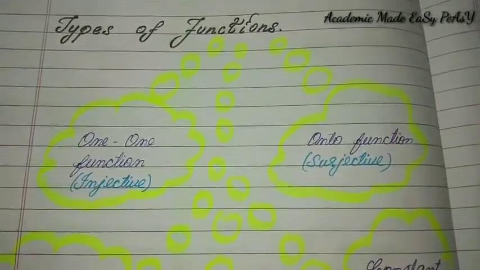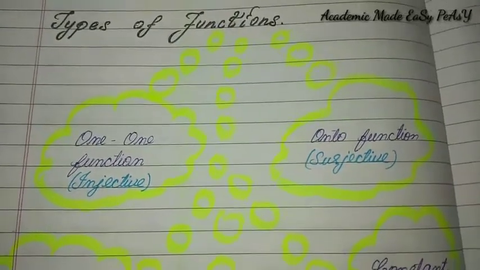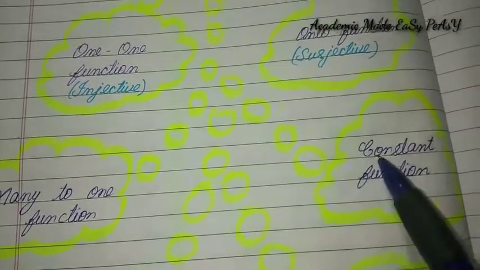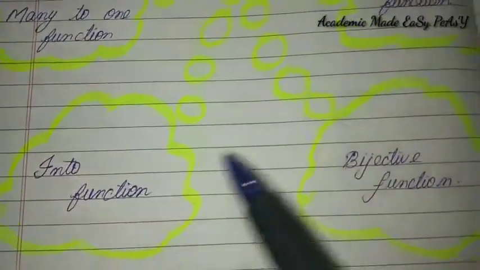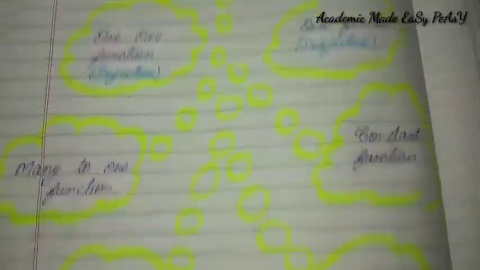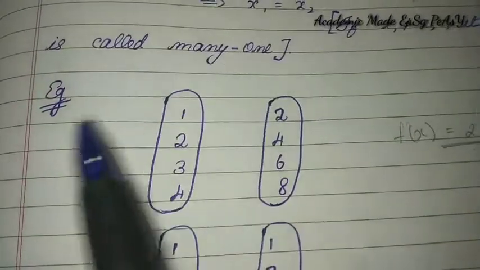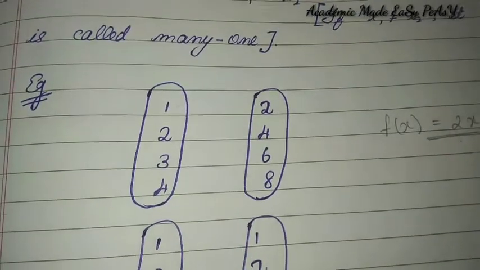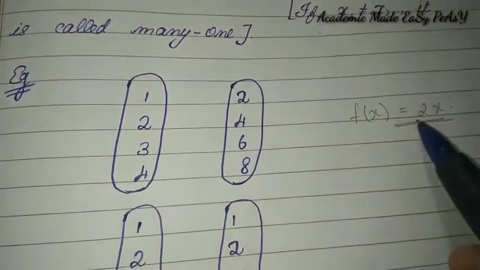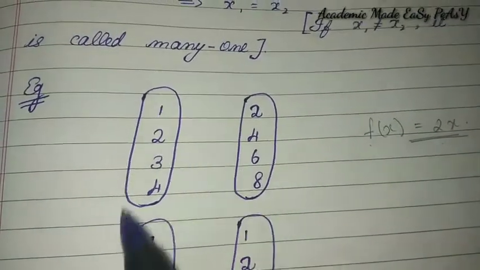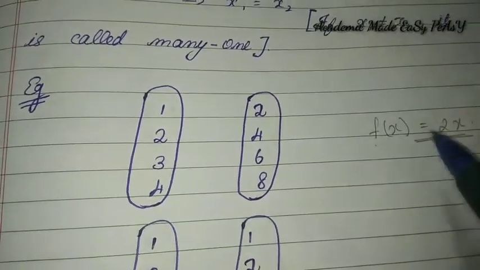Now let's move on to the important concept, that is types of function. One-to-one function, onto function, many-to-one function, constant function, into function, bijective function. Now let me explain all of them one by one. First, one-to-one function. Let me give an example, then we'll move on to the definition part. So I'm taking a function f(x) = 2x. Here x takes values in the domain.